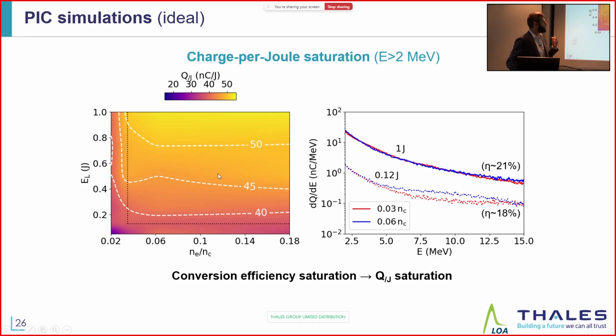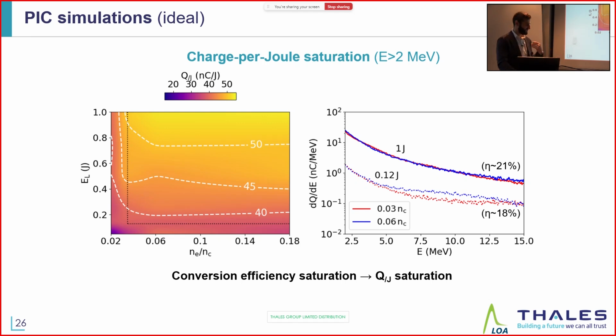And so this map was obtained as the interpolation of several FAP simulations, where I just changed the plasma density, the horizontal axis, and the laser energy, the vertical one. And again, even in this idealized configuration, we see a sort of saturation effect. Why? You see these white lines. These are curves at constant values of the charge per joule, and above a certain plasma density and laser energy, they start being almost horizontal. So again, even with this set of simulations, it seems that we have this saturation effect.